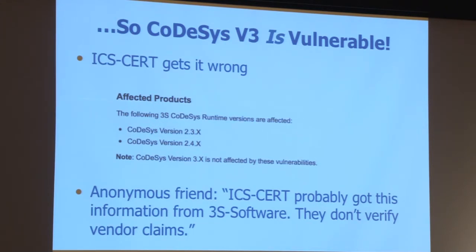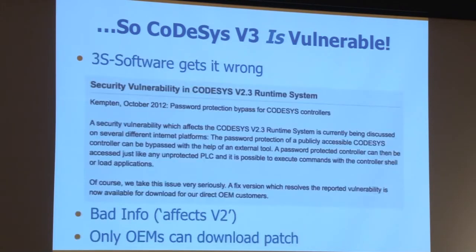An anonymous friend tells me that ICS-CERT probably just took this information from 3S software and repeated it. They didn't do any internal verification. He said that ICS-CERT's policy is to just say what the vendor says in the vulnerability announcement. I think that's a pretty bad thing in this case, because many people might look at this and say, well, I'm running version 3, so I have no problem, when in fact they do. I should also point out that 3S software released some information in 2012 just saying that their version 2.3 runtime was vulnerable. So they get it wrong too when they release their vulnerability announcement.